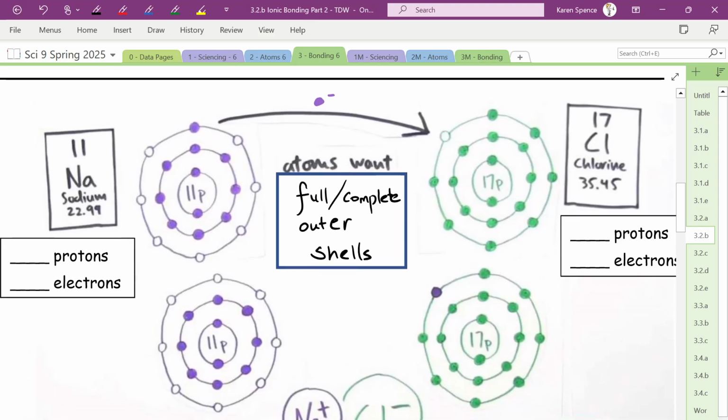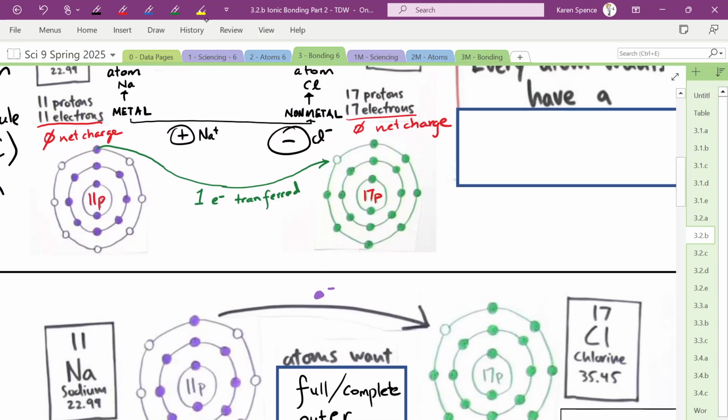Did it change the number of protons? No. Or do we have the same number as before? Let's take a look. There's the protons. Did we change the number of protons? No. What would have happened if we changed the number of protons? Tell your partner. Yeah, you would get a different element. So we don't want that to happen. We still want it to be sodium.